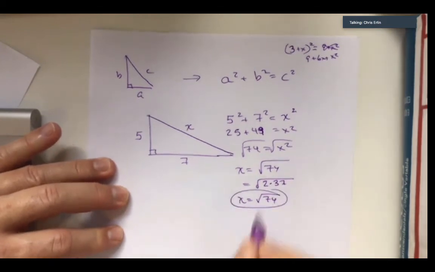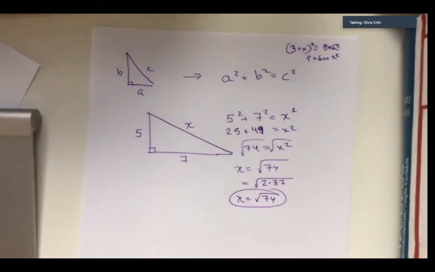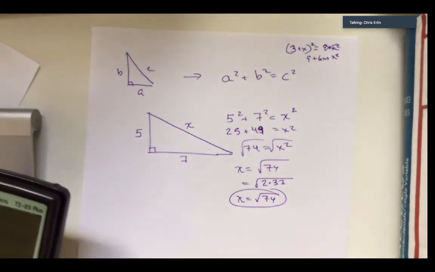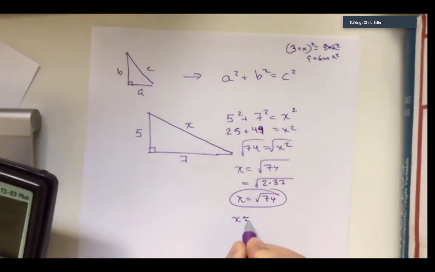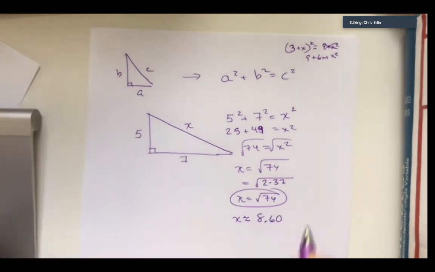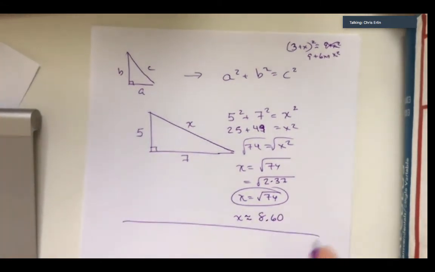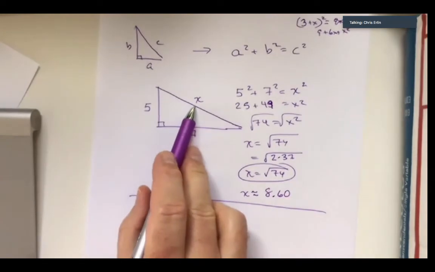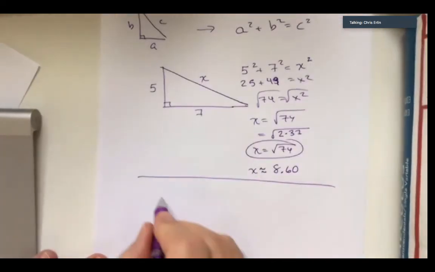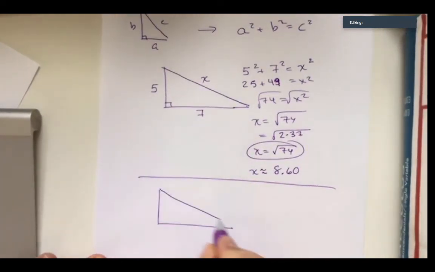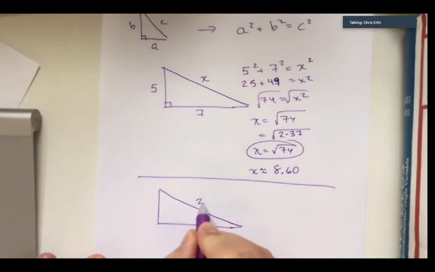That's the precise answer. If I were looking for a decimal approximation, I would then ask, what's the square root of 74 on a calculator? And I'd get that x is approximately 8.60. That's the finding of the hypotenuse. Very straightforward.